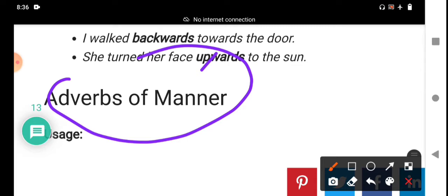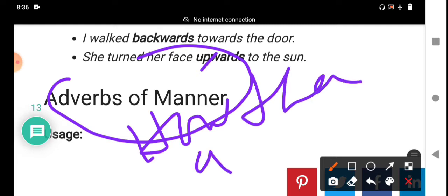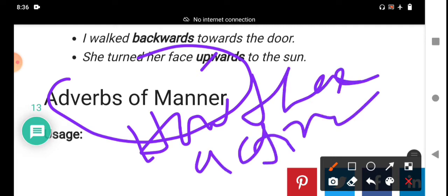Adverb of manner. The adverb of manner shows how the action has taken place. I speak clearly. I speak fluently. I did well. I have done my homework well.